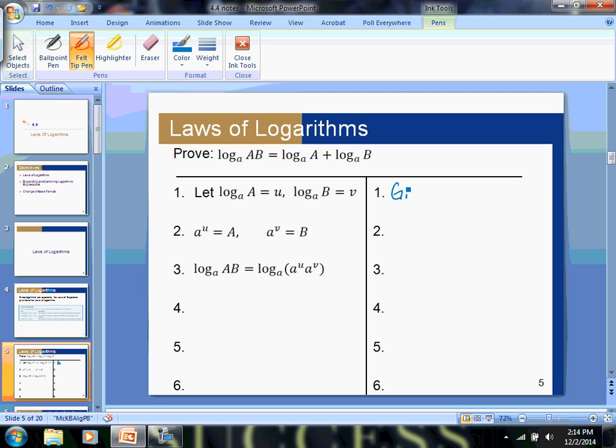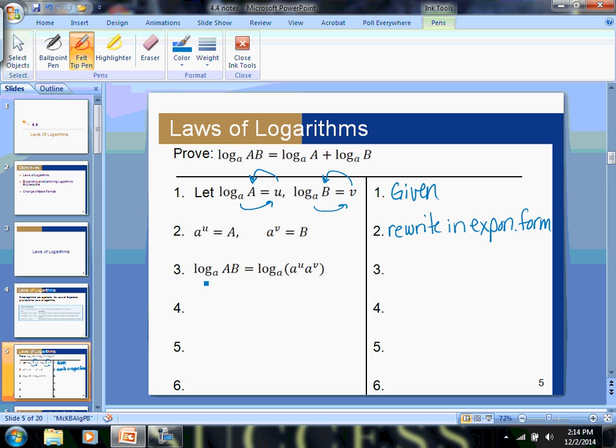So remember, when we start out proofs, we always start with our given. So that is the information that we have. And then I'm going to rewrite each of these expressions. So I'm going to do a to the u equals A, and then a to the v equals B. So those are my two expressions written here. I just basically rewrote those expressions in exponential form. Okay, now they want me to prove that A times B is the same as A plus B, basically.